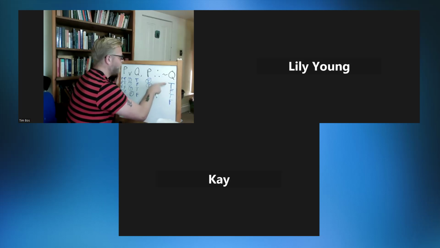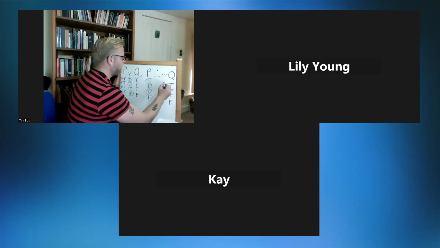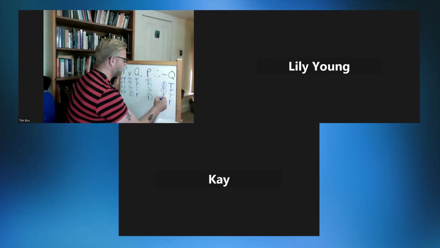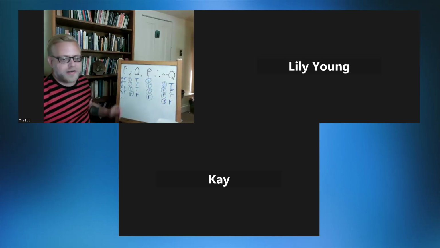Oh, I wrote a P. It's going to be false, and then I can circle it. If it's false, then it's true. If Q is true, then not Q is false. Right, and flip that truth value as well. And then we've done it, right?